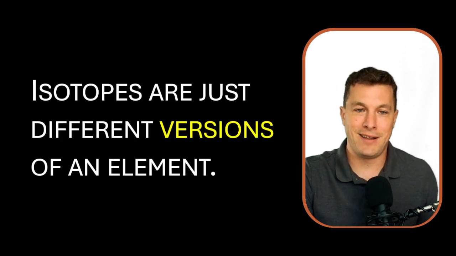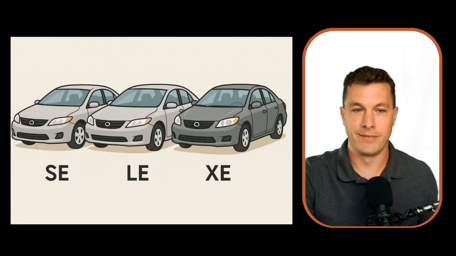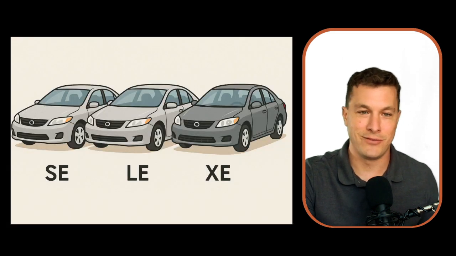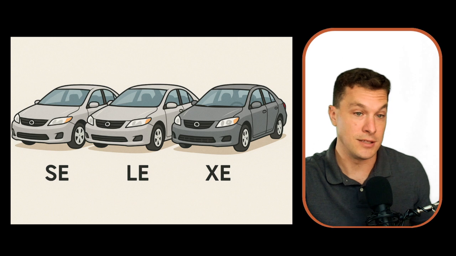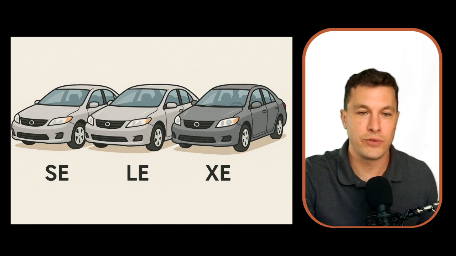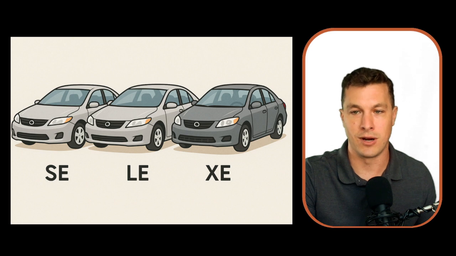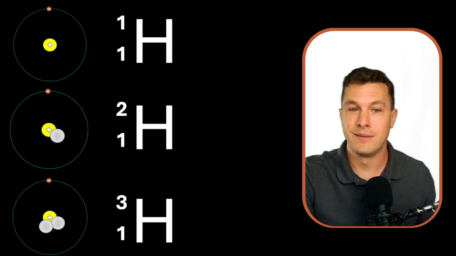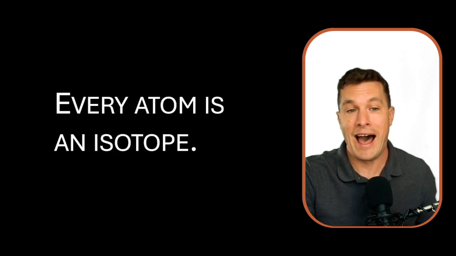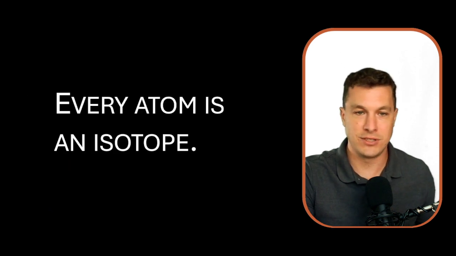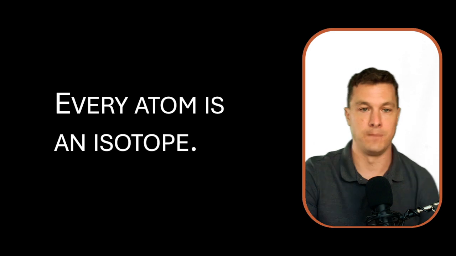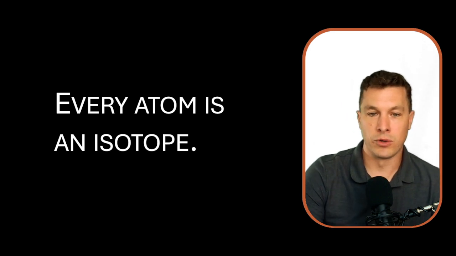So for example, it's kind of like you go to buy a new car and they're like, guys, the Honda Civic comes in so many different types. You got the SE, the LE, and the XE. Guess what? They're all Honda Civics, but they come in different versions. That's kind of what's going on with our isotopes. These are all hydrogen, but they come in different versions. And newsflash, every single atom is therefore an isotope, because every single time you have an atom, it's some particular version. Let's take a look at a real world example.